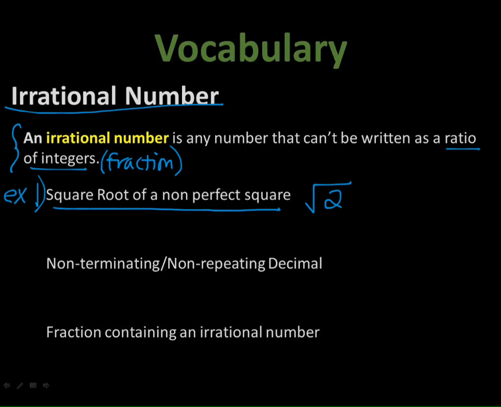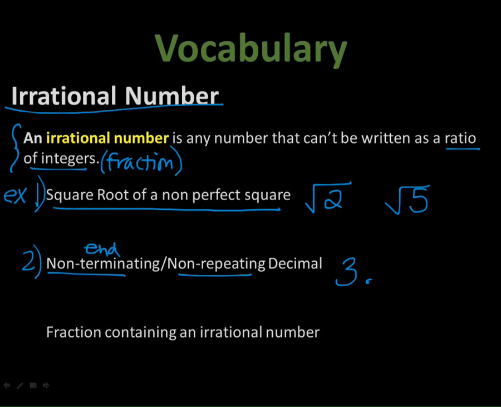Square root of 2. Okay, that's a non-perfect square. 2 is not a perfect square, so the square root of 2 is going to be an irrational number. Square root of 5. Okay, again, any square root that is not perfect. Number 2, a non-terminating, non-repeating decimal. Terminating means to end. So it doesn't end, and it doesn't repeat.